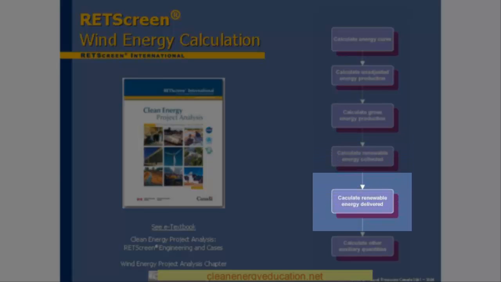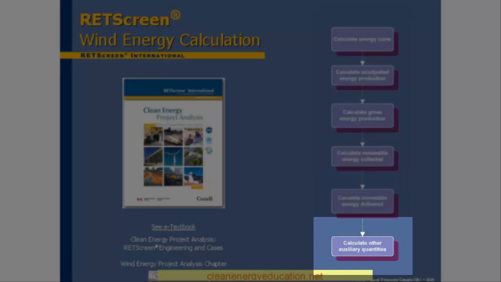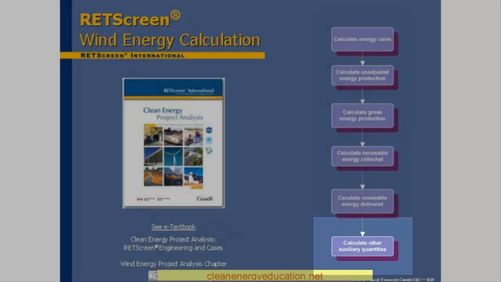Fifth, RETScreen compares the energy collected by the turbines to the energy that can be absorbed by an isolated grid. If the turbines produce more than can be absorbed, the energy delivered will be less than the energy collected. In central grid systems, the energy delivered is the same as the energy collected. Finally, RETScreen calculates the values of various auxiliary quantities, such as the specific yield, the wind plant capacity factor, and the excess renewable energy available.